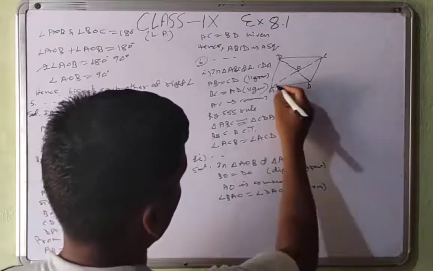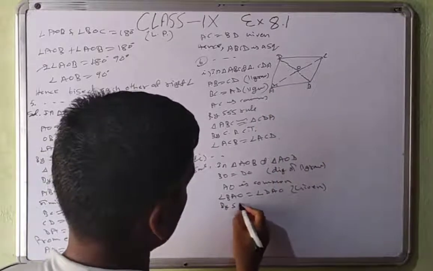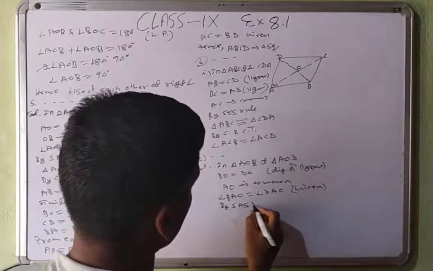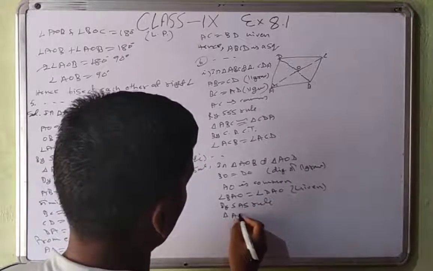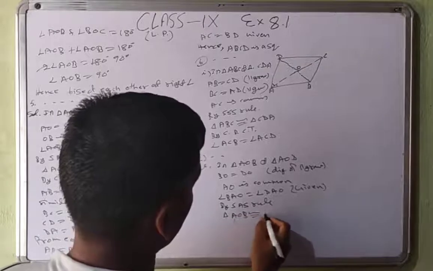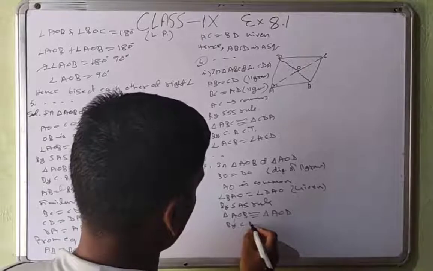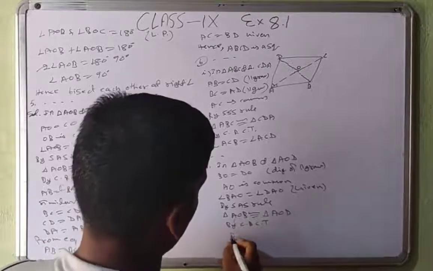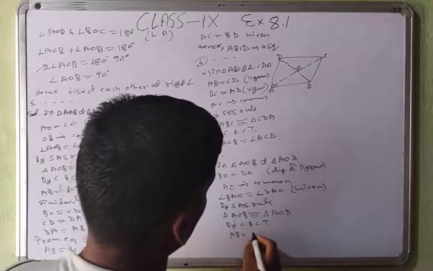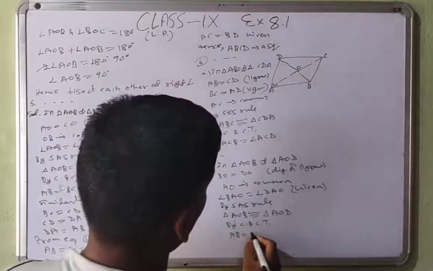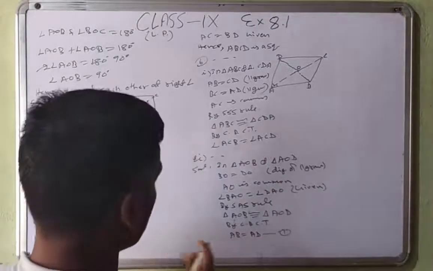By SAS congruence rule, triangle AOB is congruent to triangle AOD. So by CPCT, AB is equal to DA or AD. That's the first equation. Similarly, we will do like this.